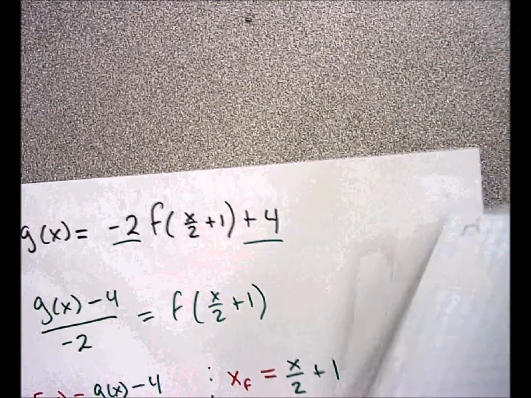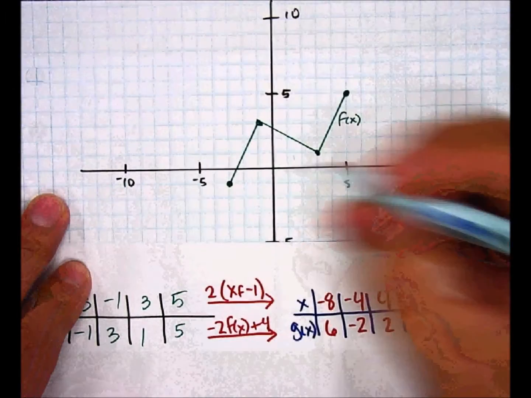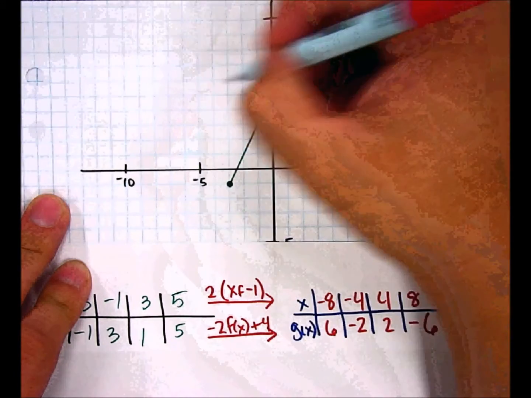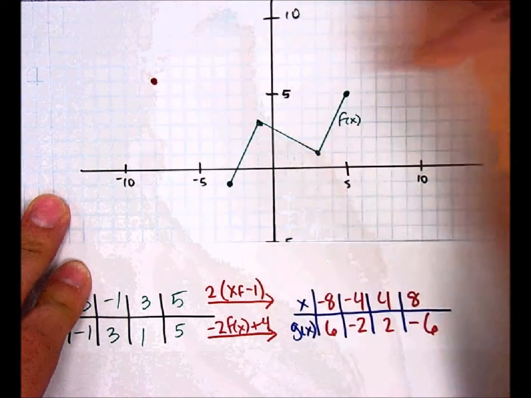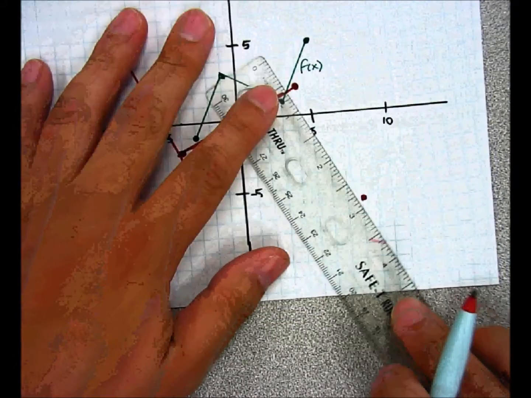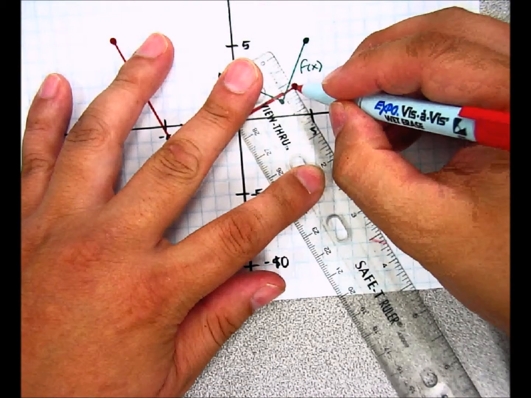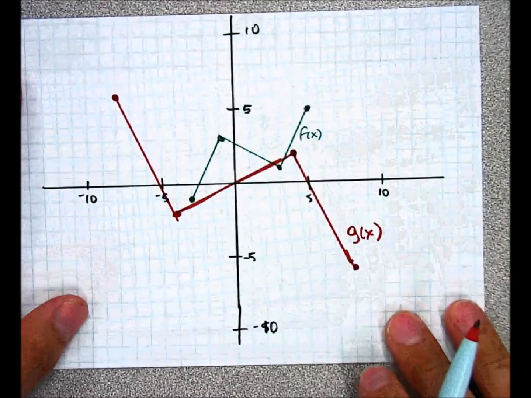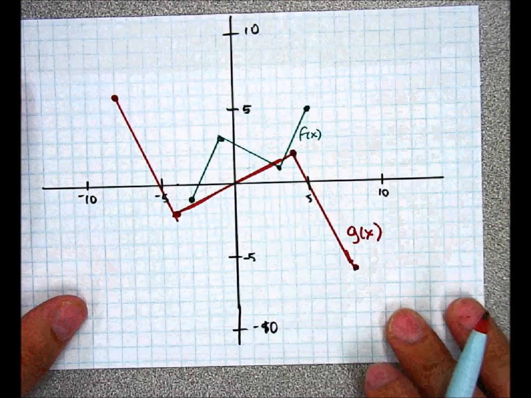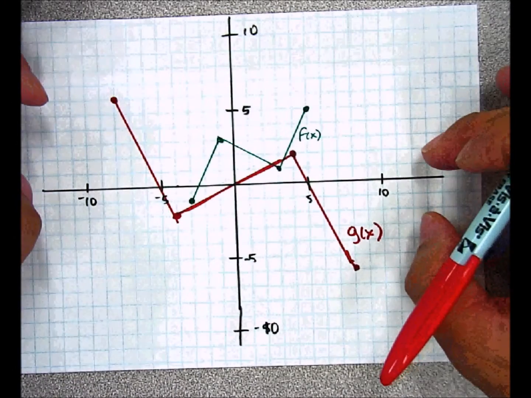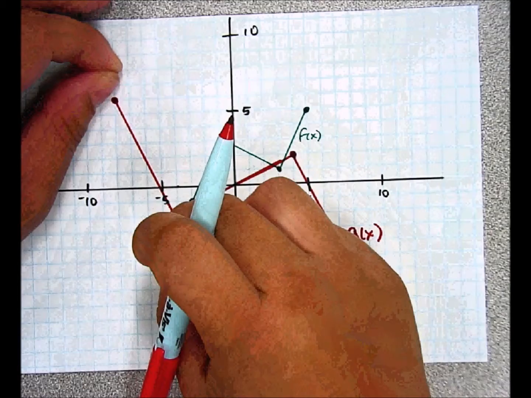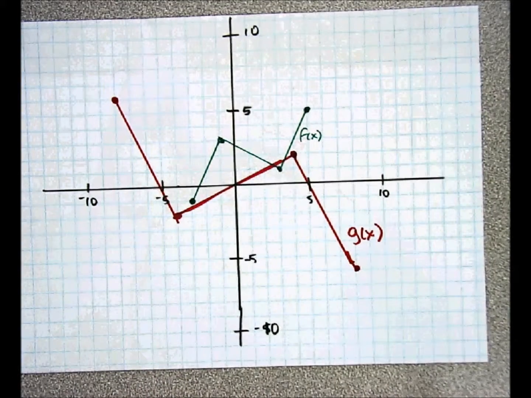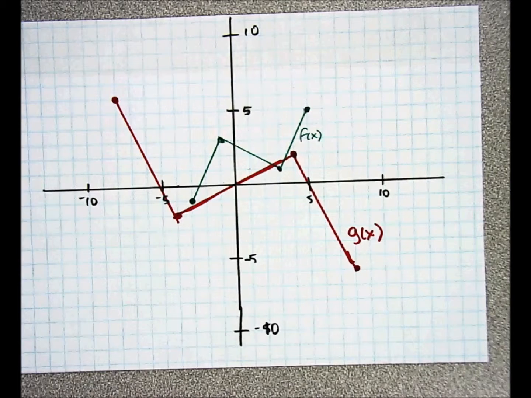So let's see. At negative 8, I go up 6. And as you can see from my graph, it has clearly been reflected and it has clearly been stretched horizontally. You can see how each piece has also been stretched vertically. And there you go. You now have the graph of g of x. Without having to go through and apply every transformation individually, you have just gone through and transformed the table itself.